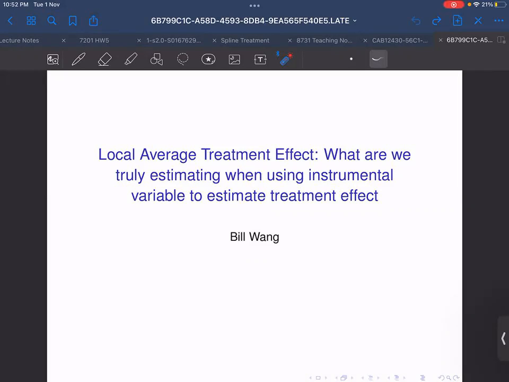Today, I'm going to make a video about the local average treatment effect. In this video, I'm going to talk about what it is and why it is useful.